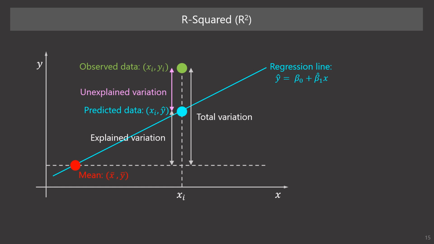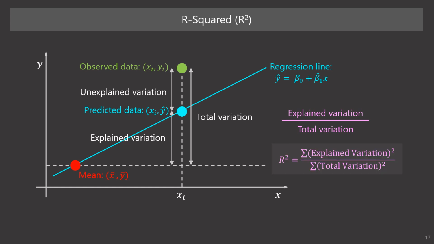R-squared represents the proportion of the outcome variable's variance explained by the regression model. So, the R-squared represents the proportion of explained variation to the total variation. Based on this logic, the R-squared is computed by this formula. The higher the proportion of explained variation, the higher the R-squared is, and vice versa.